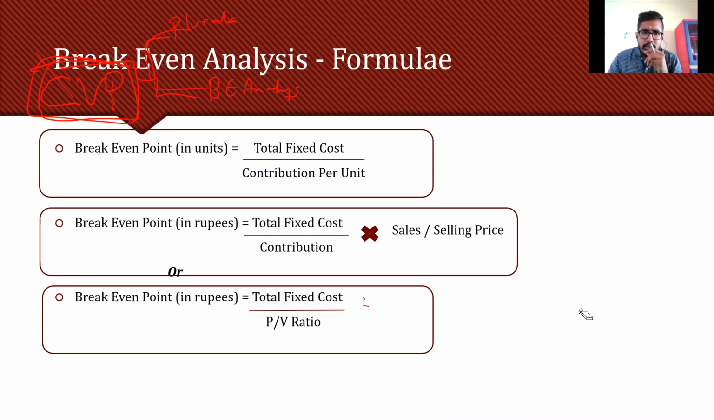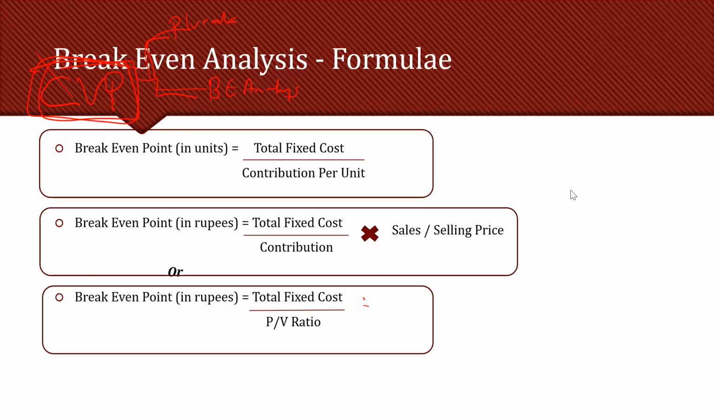Shall we do some problems? Fixed cost divided by contribution or fixed cost divided by PV ratio. These are the formulas. We'll do a couple of problems now. Shall we? Yes, sir.